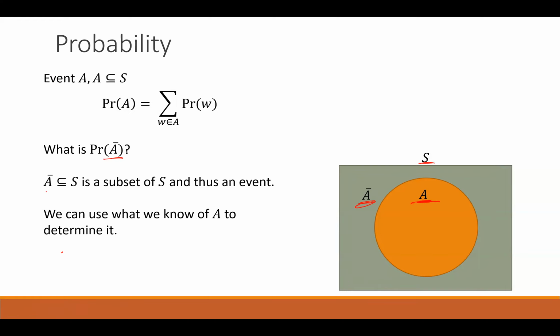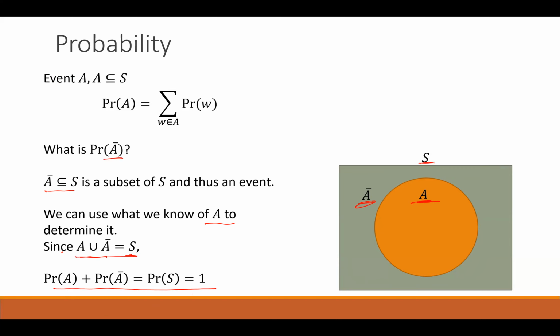Yeah, so A complement is a subset of S, thus it's also its own event. And we can use what we know of A to determine it using set operations. A union A complement is the entire set S. These are disjoint subsets, right? They do not share any elements by definition, but when they are summed up, they are equal to 1.